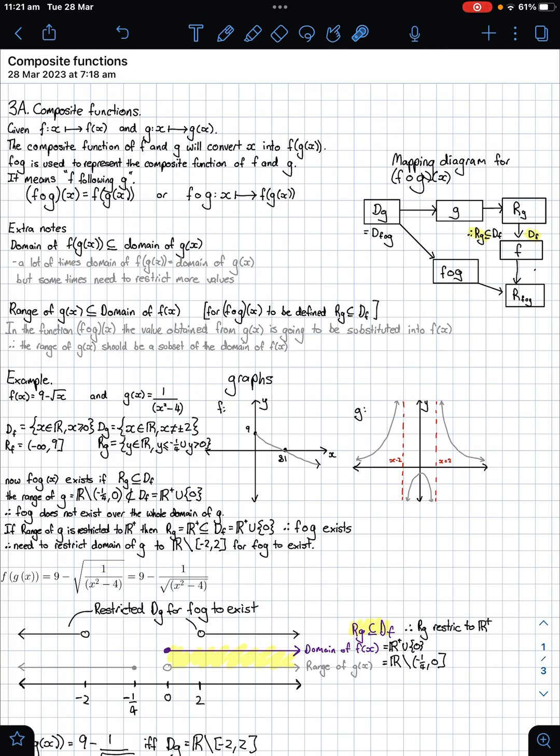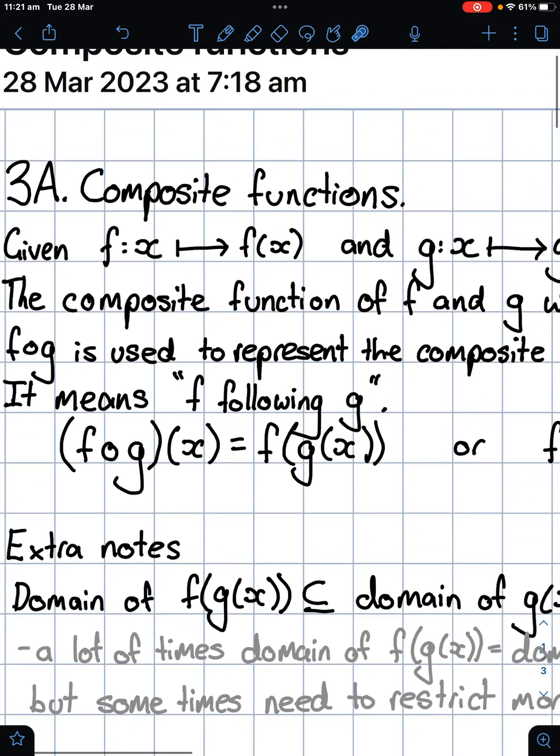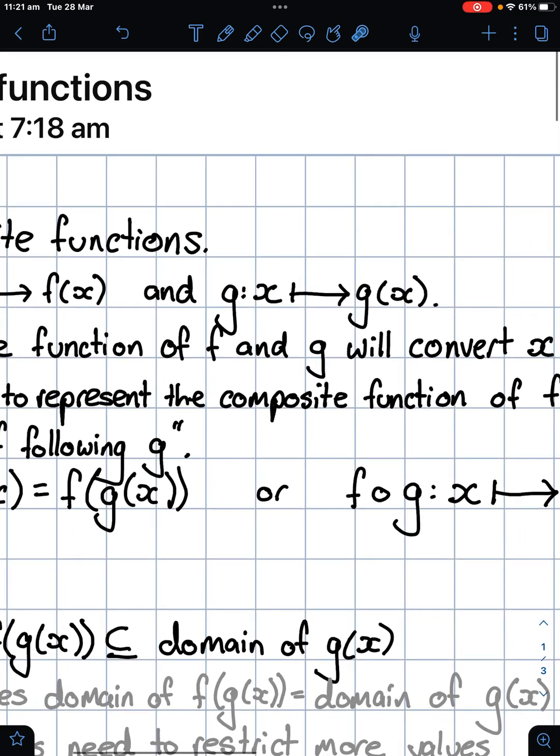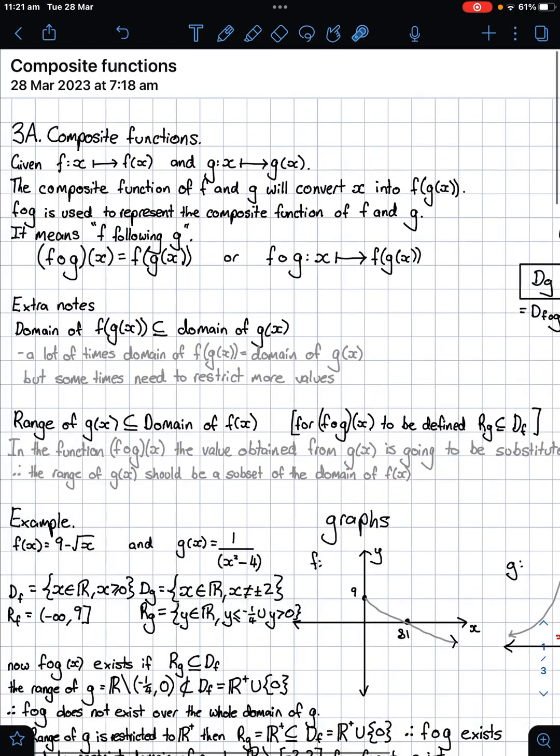All right, so we're looking at composite functions. In our textbook, this is section 3A. If we're thinking of composite functions, I'm just going to roughly go through the definition. If we have a function, which we'd usually write f of x, it means that when we put x into it, it turns into f of x, and g of x, such that x will become g of x. The composite function of f and g will convert x into f(g(x)). f of g is used to represent the composite function of f and g. It means f following g.